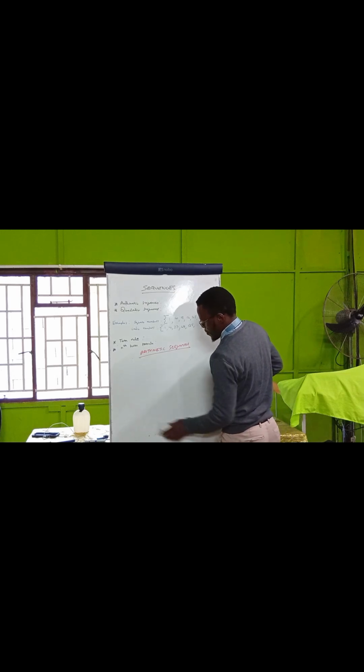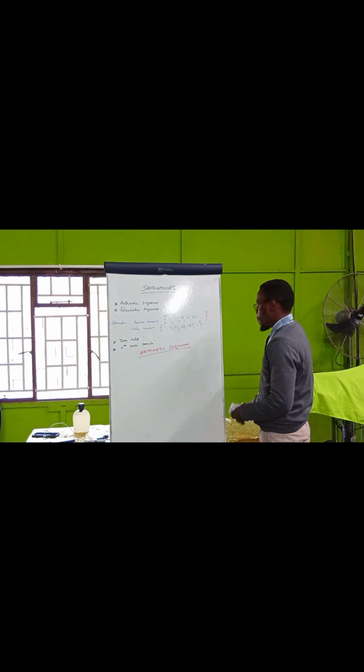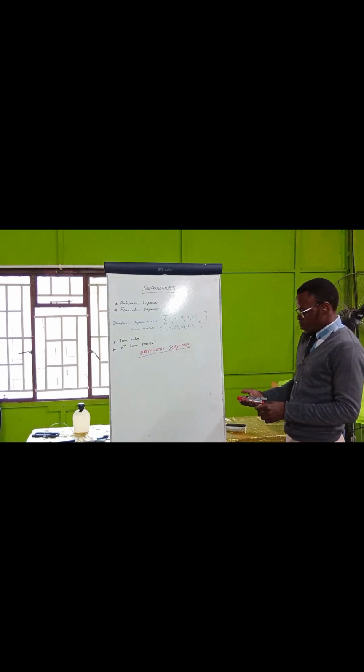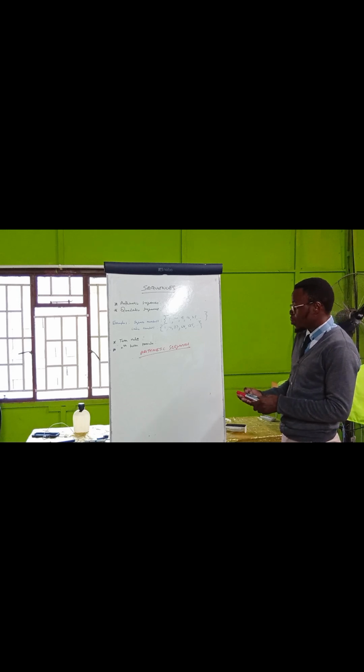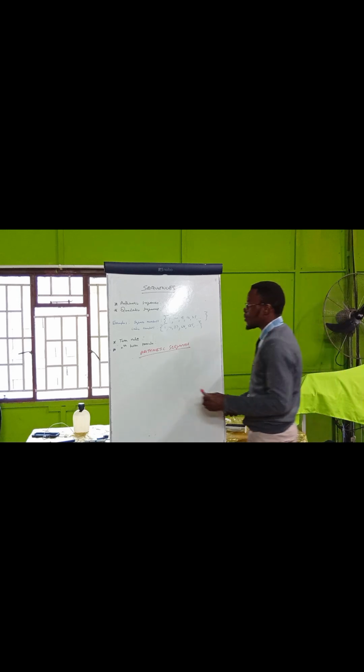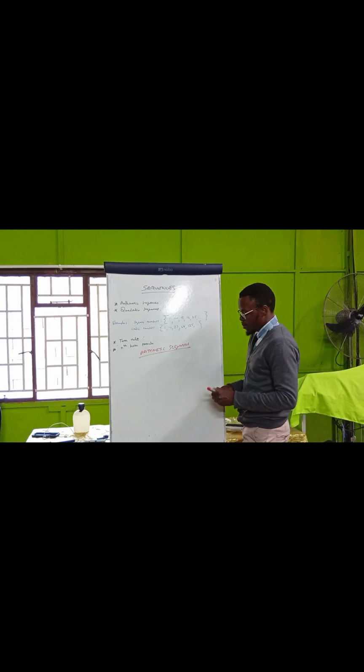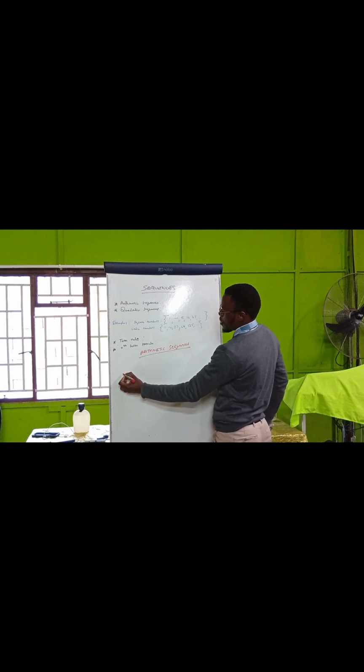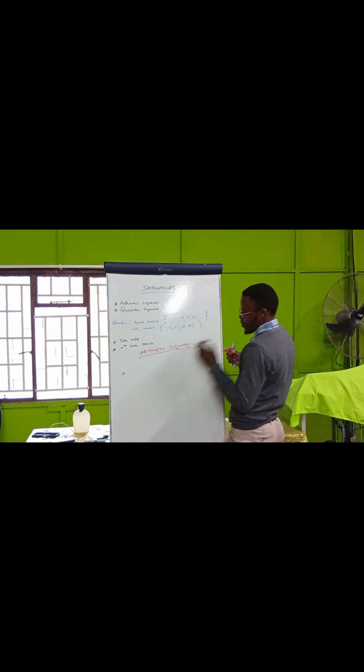So ideally, the first thing that you should note is that a quadratic sequence is of the form A. So the general formula.